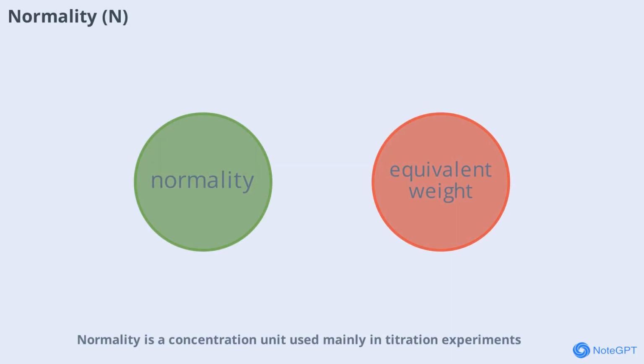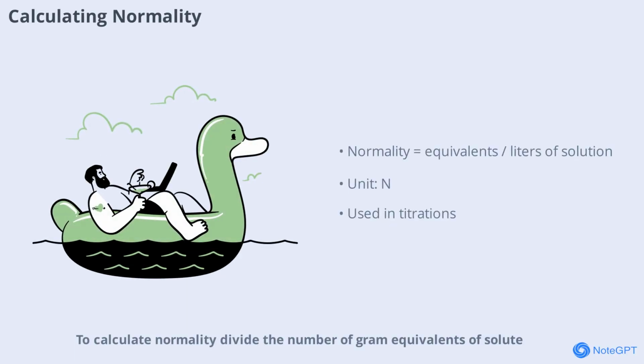Normality is a concentration unit used mainly in titration experiments. It is defined as the number of gram equivalents of solute per liter of solution. The unit for normality is N, and this method is particularly important in acid-base and redox titrations, where the reacting capacity of the solute matters more than just the number of moles. To calculate normality, divide the number of gram equivalents of solute by the volume of the solution in liters. For example, if you have 1 equivalent of hydrochloric acid in 1 liter of solution, the normality is 1, and this calculation is essential for titration experiments, especially in analytical chemistry.